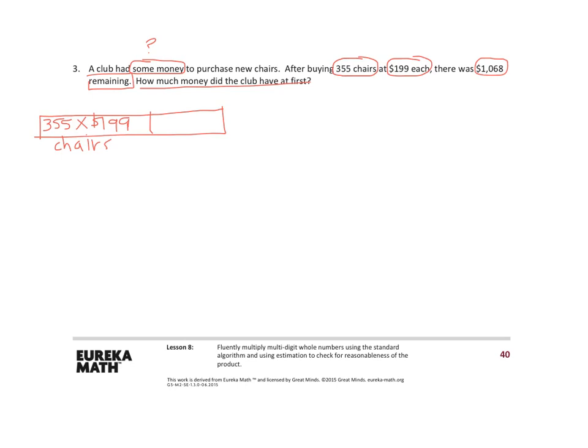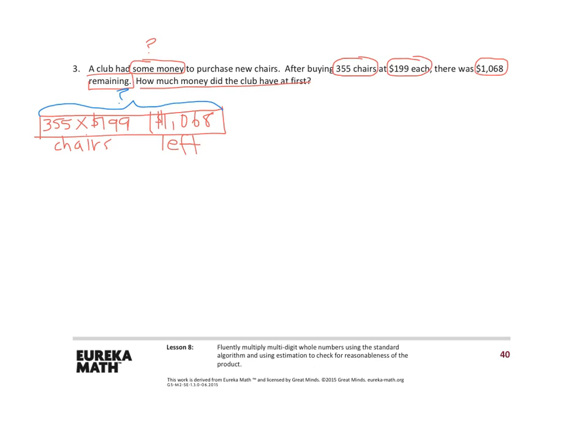The next box that we have is leftover, what they have remaining. So that means they had $1,068 remaining. And the question says, how much money did they have at first? So that means all the money up on top of our tape diagram, when we figure out how much the chairs cost and we add that to how much they have left, this is what we're trying to find right here, how much they had at first.